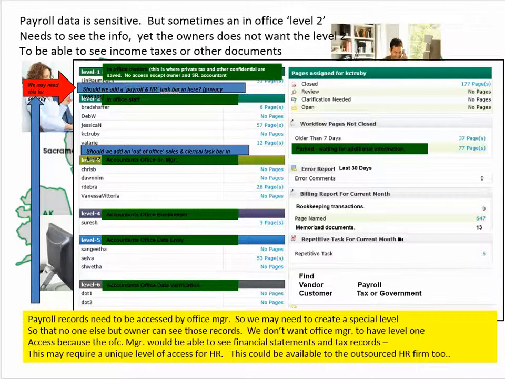Payroll records need to be accessed by the office manager or by the owner only, though, and the payroll question is going to be the biggest one here for security. So we may need to create this special level that no one else but the owner can see, or the HR manager can see if they have somebody else in the office working this.